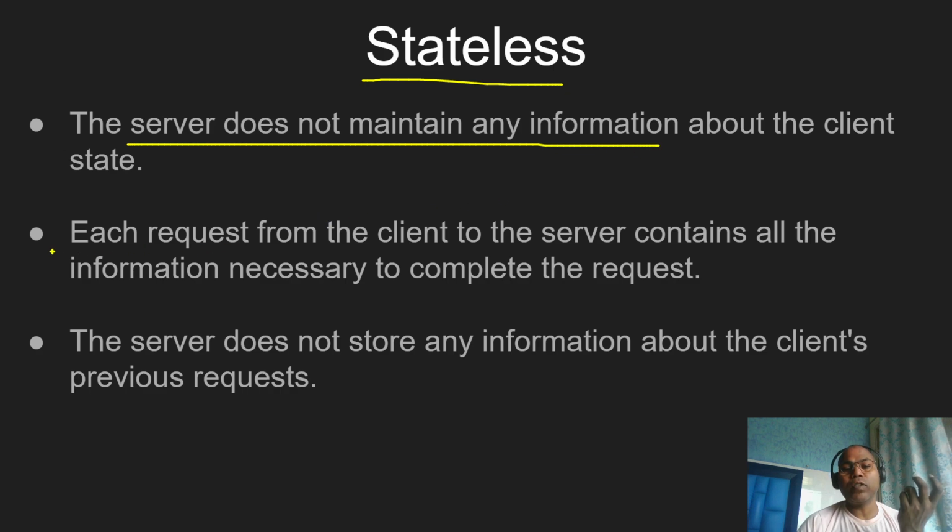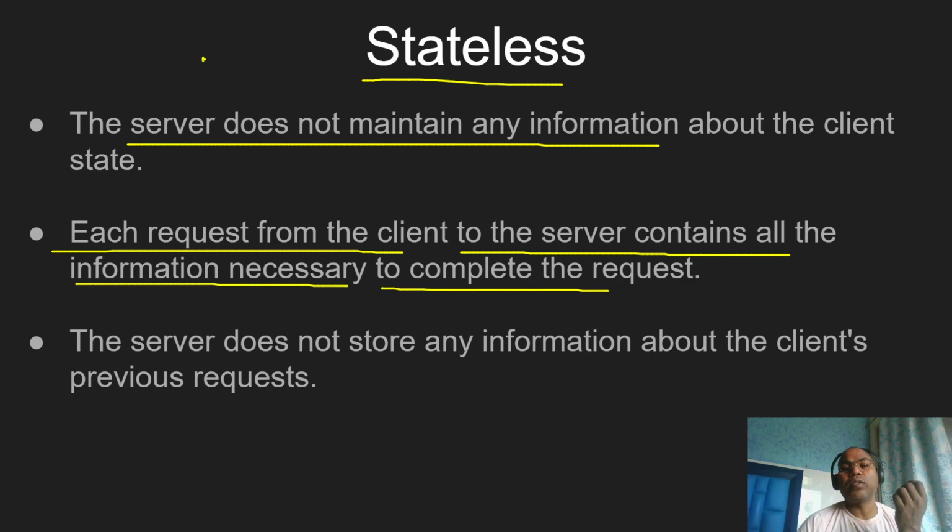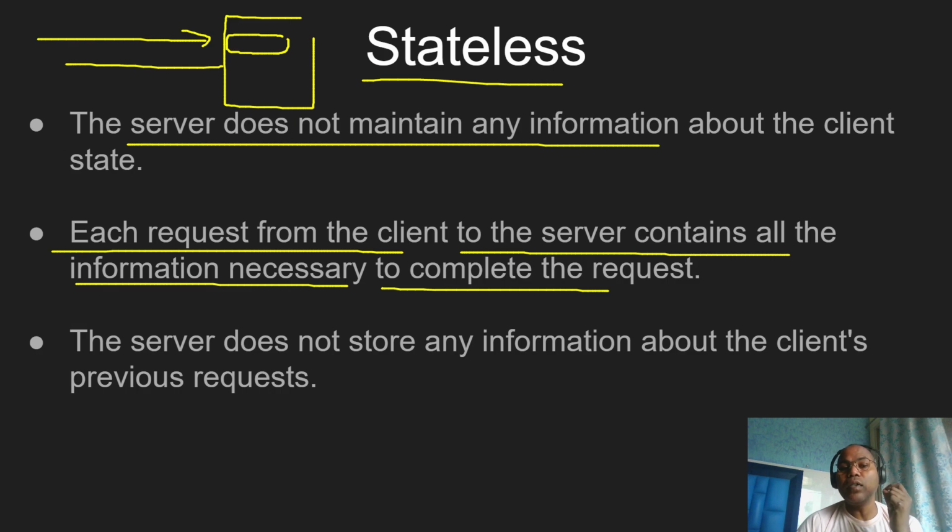So each request from the client to the server contains all the information necessary to complete the request. Any request that comes in, the server must respond with data on the basis of the available information in that specific request. If after some time a new request comes, the server responds only according to that request's information. The server does not know what it responded previously or what the previous request was; this is a new request.